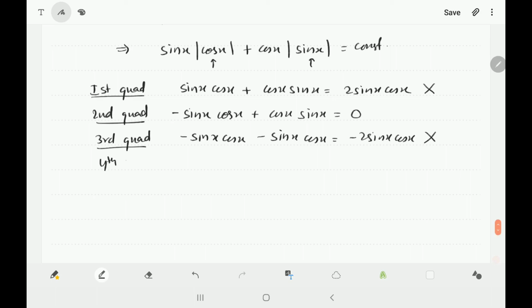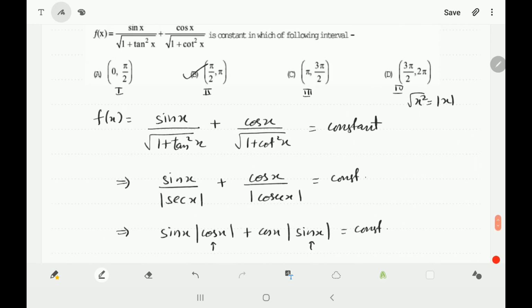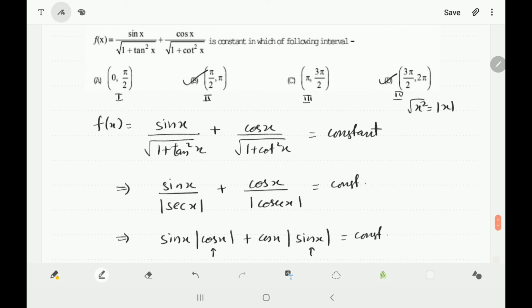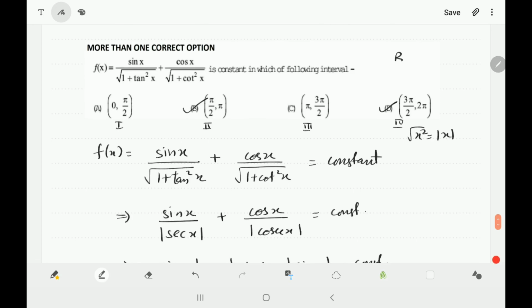In fourth quadrant, you already know that cos x will be positive, so it will open up in plus cos x, and sin x will be negative, so it will open up in minus sin x. So in the fourth quadrant, mod cos x will open up in cos x, and sin x will open up in minus sin x. So this term will be sin x cos x minus sin x cos x, so it will cancel out and give us value 0. So this second quadrant and fourth quadrant will be in our answer. Okay, so second quadrant and fourth quadrant. So the answer for this problem will be option B and D. I hope it is clear.